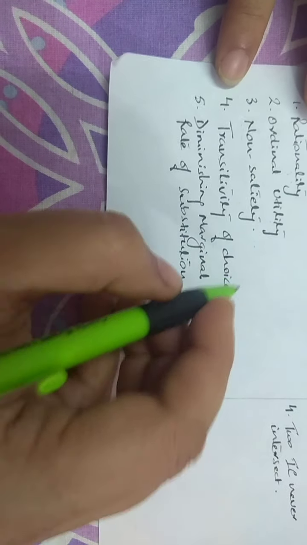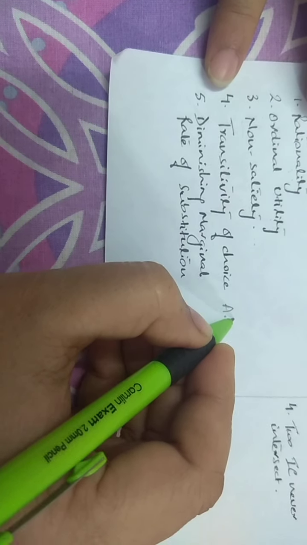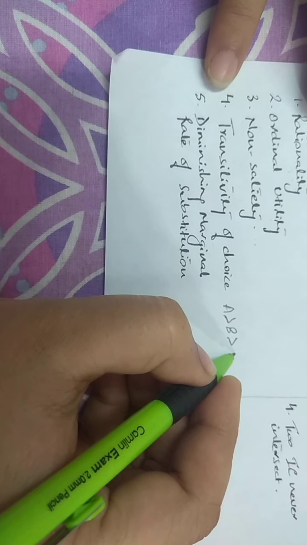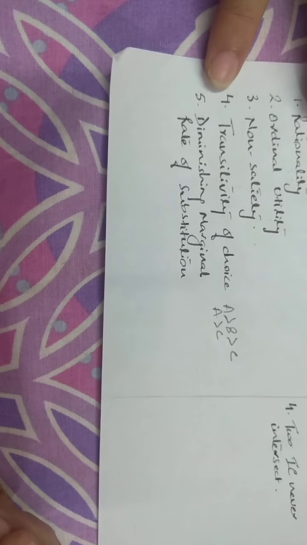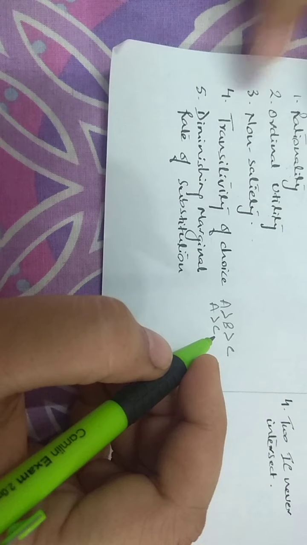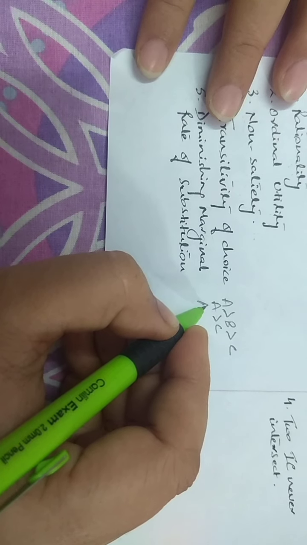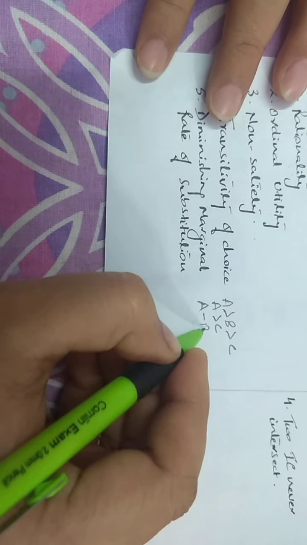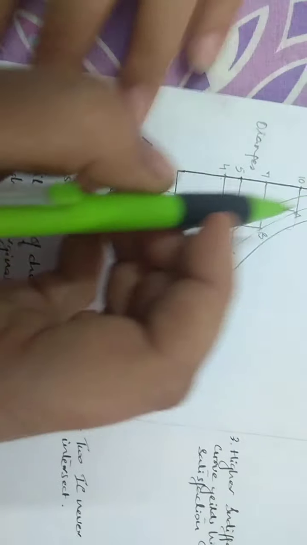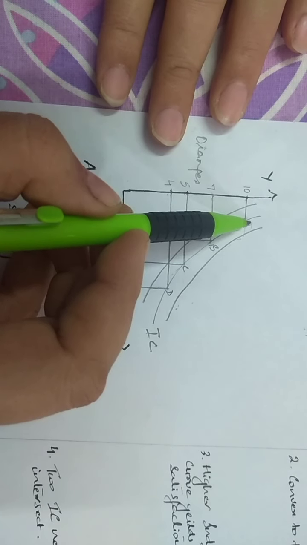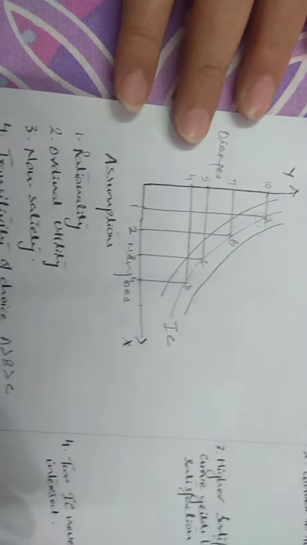Transitivity of choice says that if a person prefers combination A over combination B and combination B over combination C, then he must prefer combination A over combination C. Now, similarly, if a consumer is indifferent in consumption between combination A and B and then between B and C, he must be indifferent between the combination A and C. That means whether he is consuming this combination or this combination, he must be indifferent towards all these combinations.